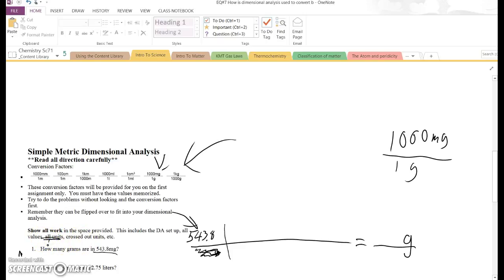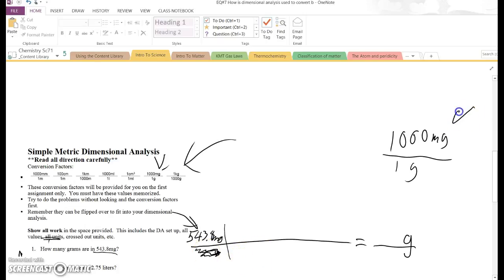Units are extremely important. This is a process of converting units. So you have to always record your units. Units, units, units. So that's milligrams. The idea is if I have a unit in the numerator and the same unit in the denominator, those units will cancel out.